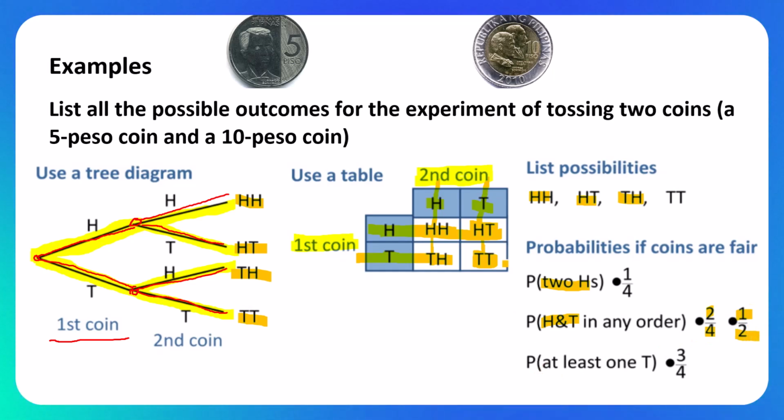All right, and the last one is at least one tail. So we've got that here, at least one tail. So I've got one T here, one tail here, one tail here, one tail here. The only one that doesn't have one tail is the heads, heads. So that's 3 out of 4. Okay, our desired outcome is at the top. Our total possible outcomes is at the bottom.